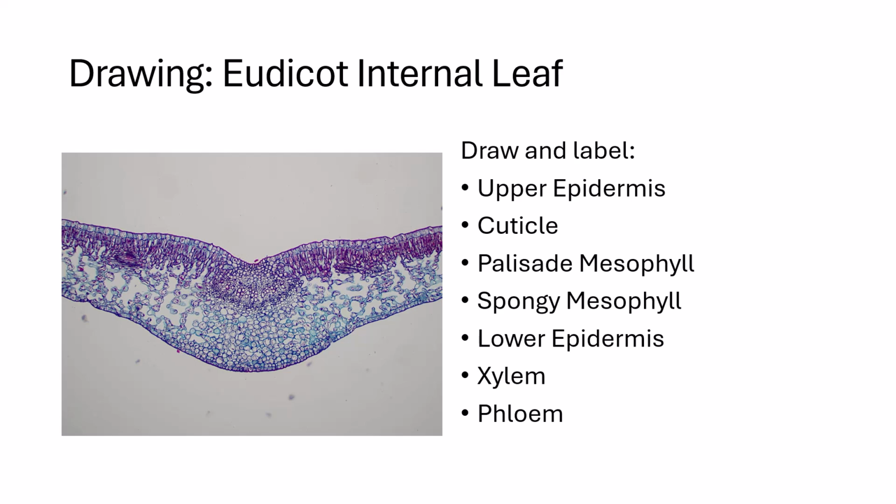Now create a detailed labeled drawing of the Eudicot leaf cross-section in your lab notebook. Label the upper epidermis, cuticle, Palisade and Spongy mesophyll, lower epidermis, xylem, and phloem. Pause the video while you complete your drawing.